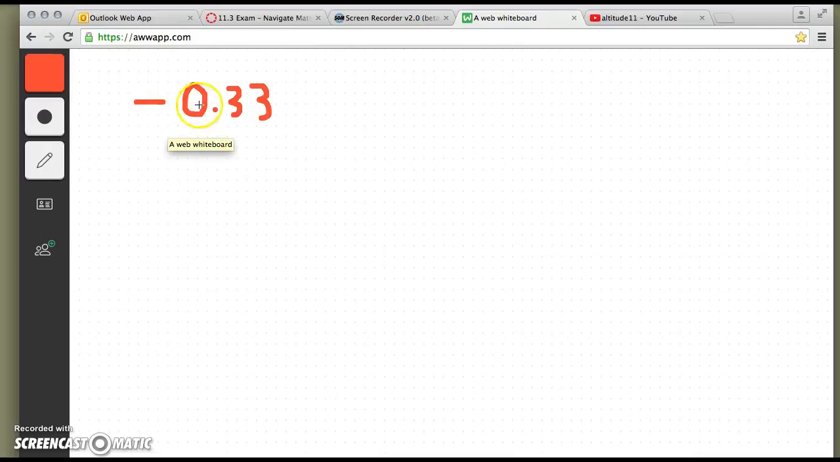Okay, so we have negative 0.33. So remember, if you are given some sort of decimal and your goal is to go to a fraction, what we need to do is play with this decimal point here. To start off, we want to see how many places we need to move this decimal place to the right until all of these numbers are in front of the decimal place.